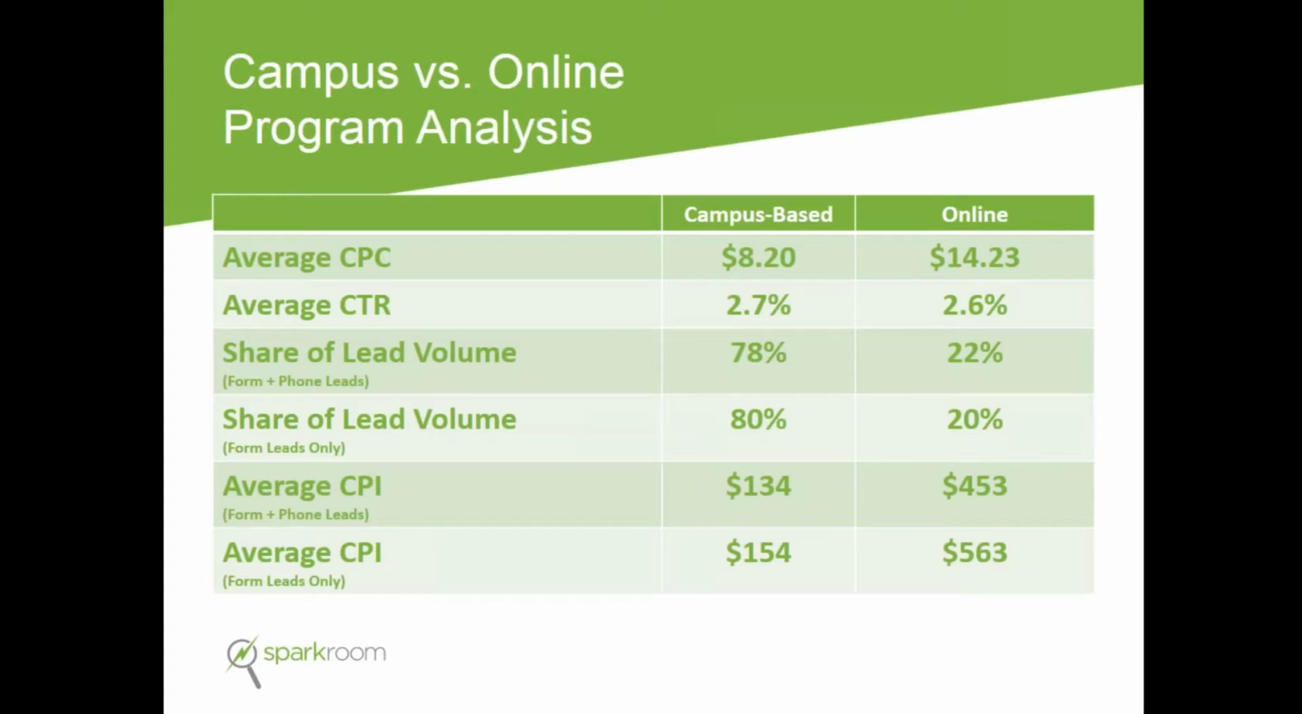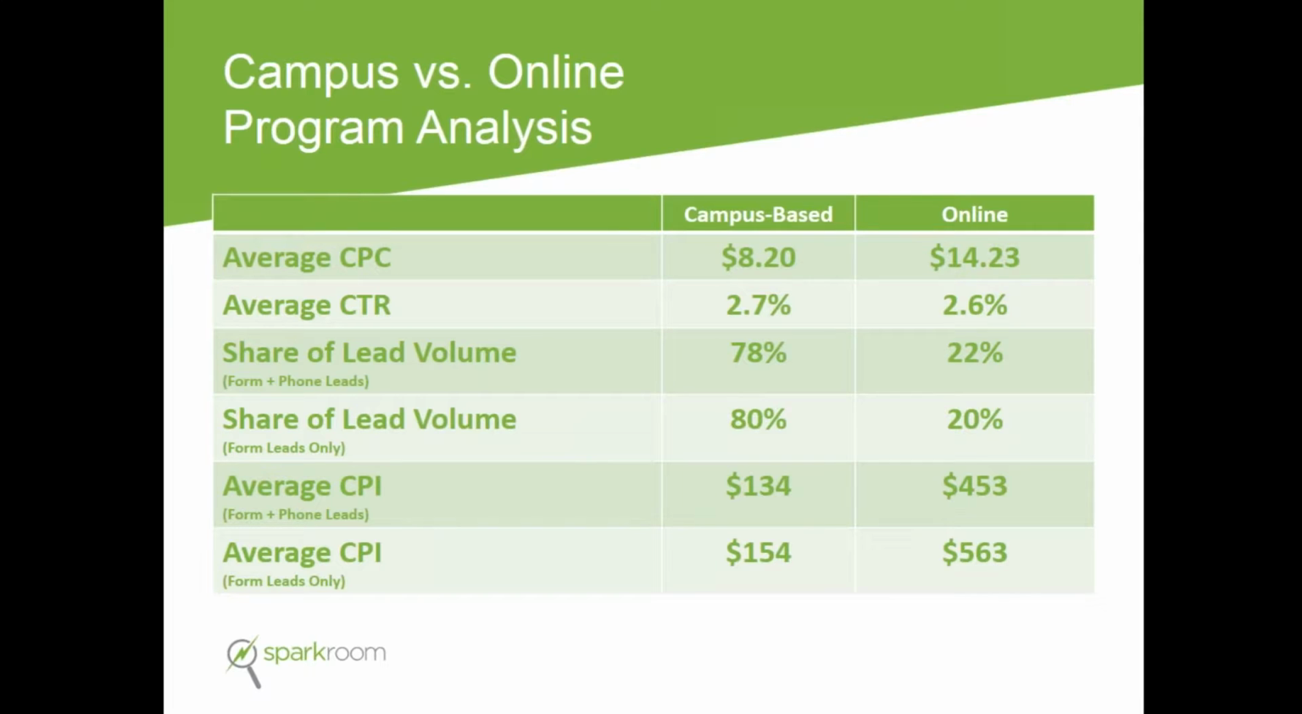These next two charts summarize the 2015 performance of the schools we looked at, breaking out campaigns promoting campus-based programs versus those promoting online programs. So here we see that campaigns promoting campus programs have lower average CPCs and CPLs than those promoting online programs, but the click-through rates are pretty comparable. Campus campaigns also represent a larger share of the lead volume, with 80% of the form lead volume from the year. When we looked at the second half of 2014 compared to the second half of 2015, we saw that clicks rose for both campaign categories due to improved click-through rates across the board in 2015.